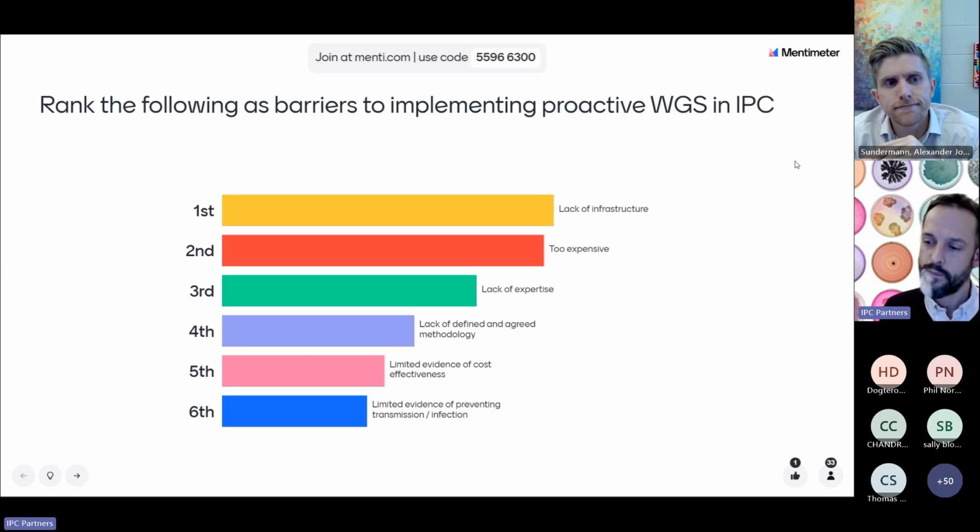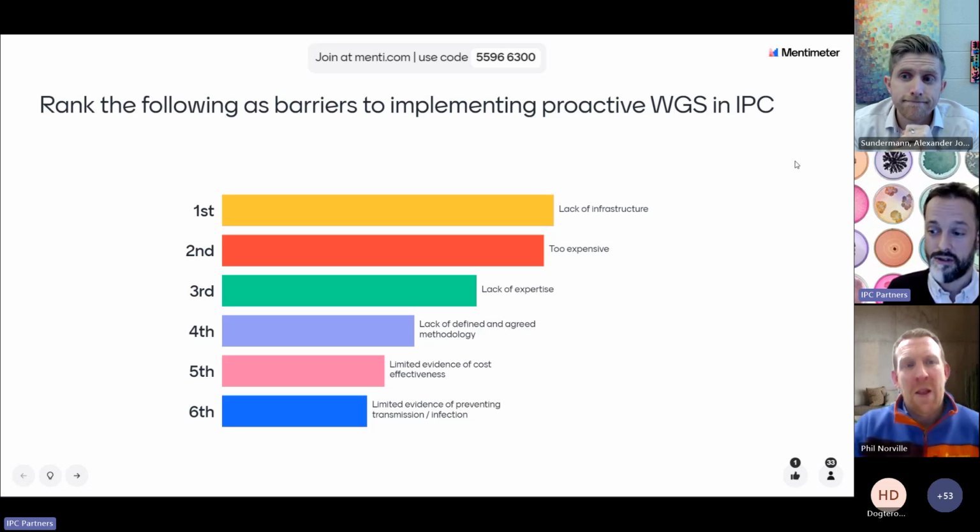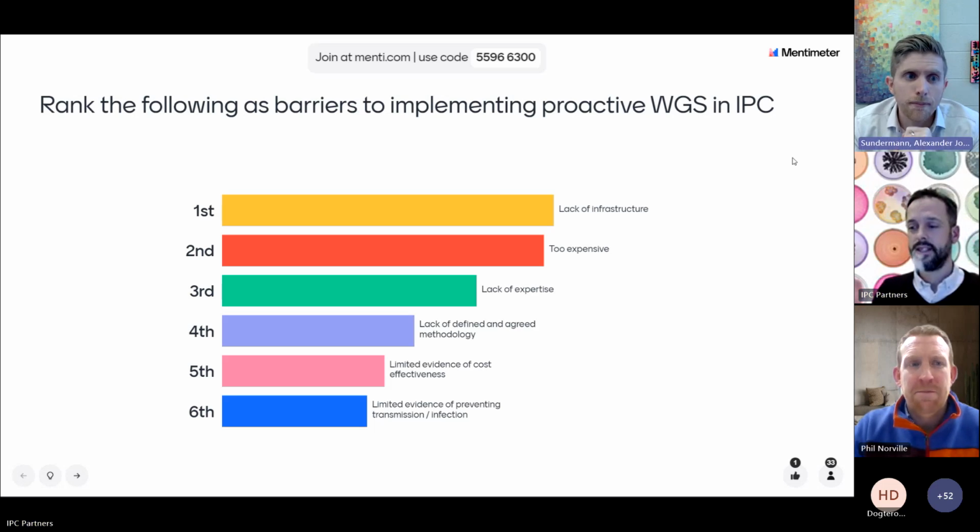So I think there's a big education piece for Alex and colleagues just to get the messaging out there that actually when you've got the right infrastructure and the right personnel in place, it's not hard, it's not complicated, it's straightforward, and actually it's really impactful. Very much so. I mean, I agree fully.